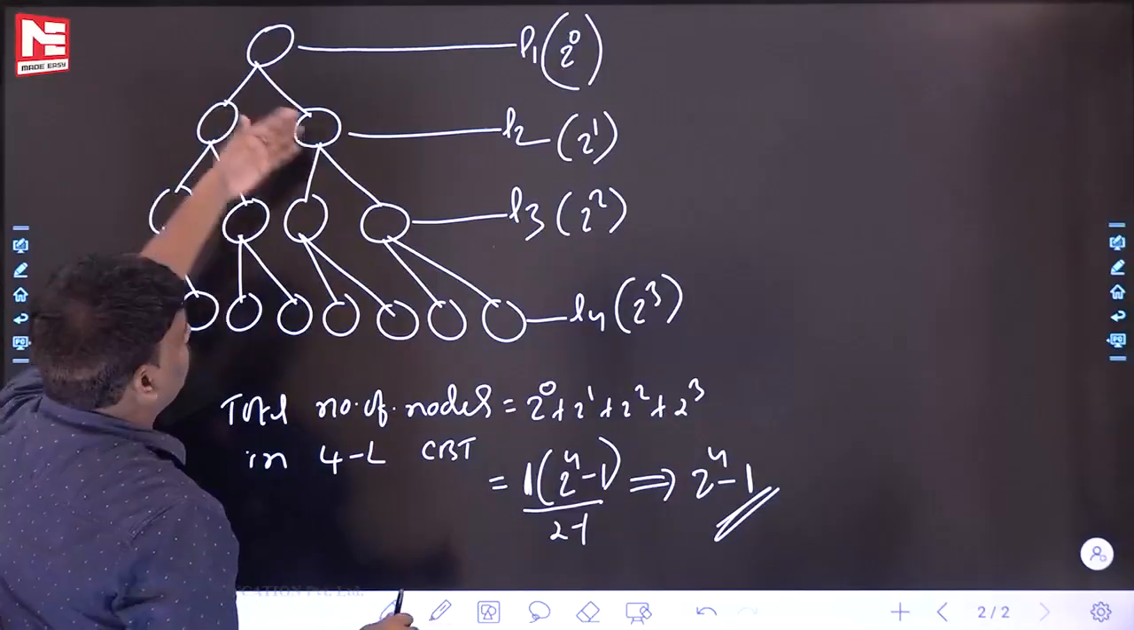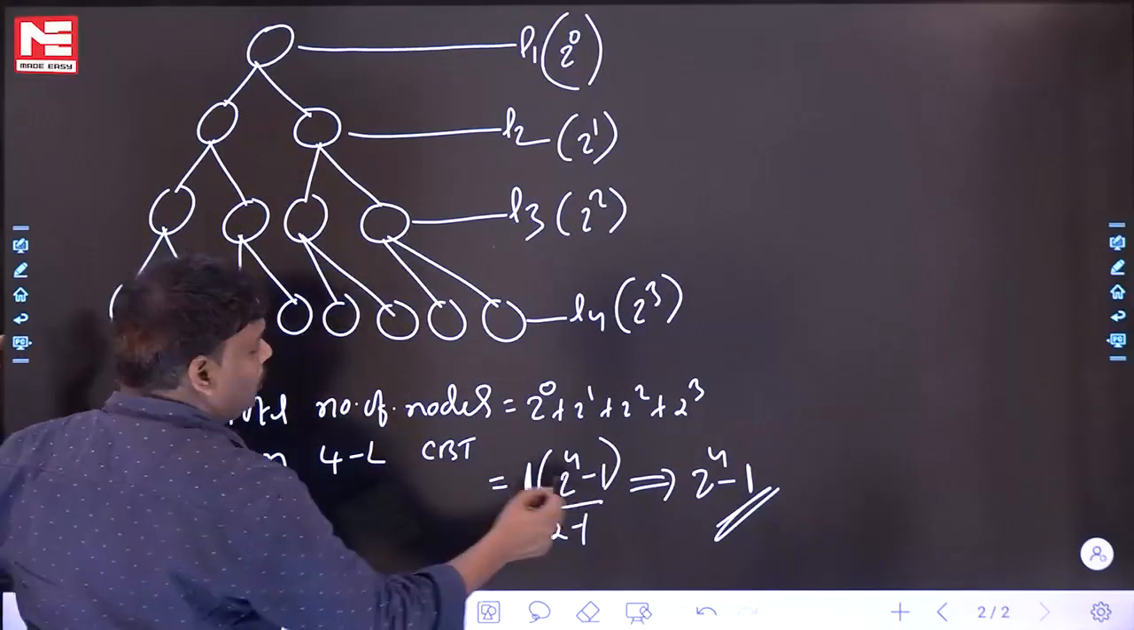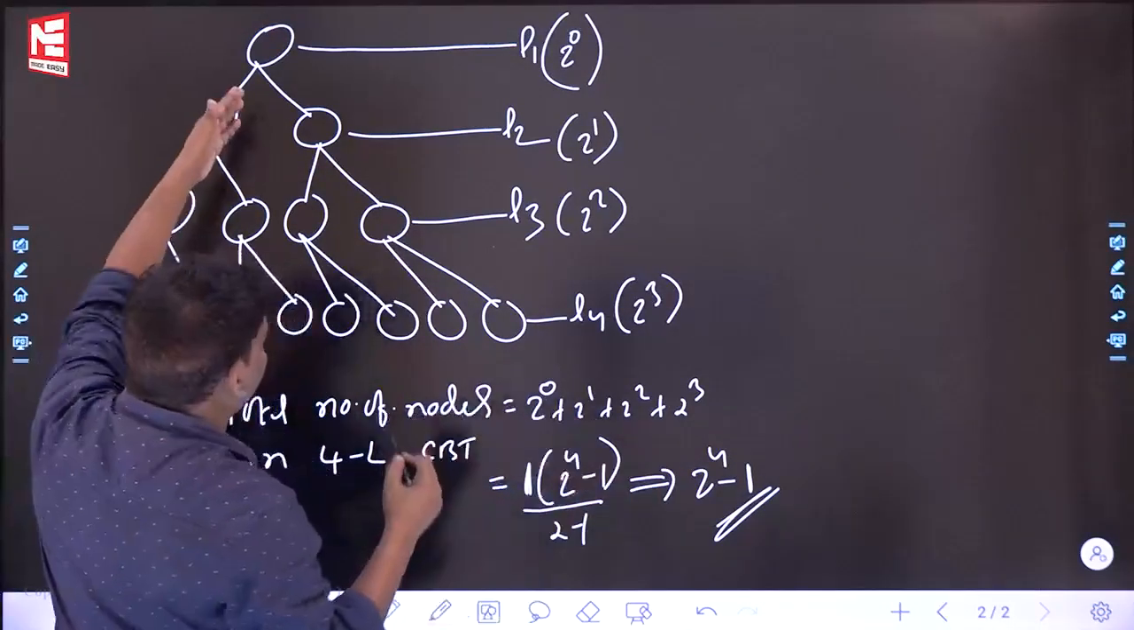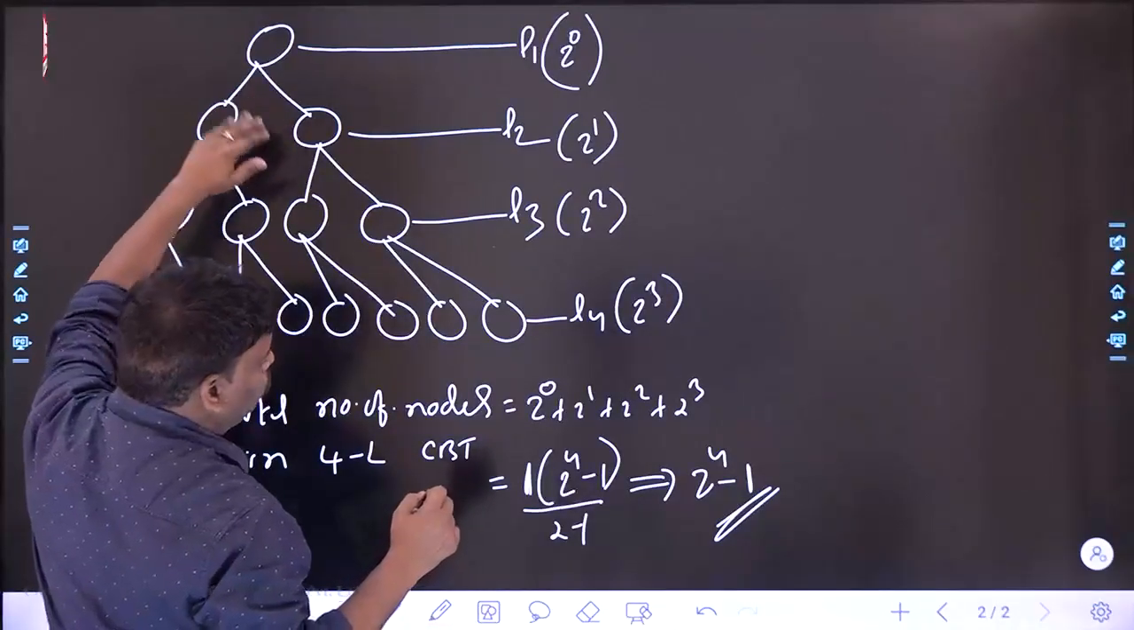Again I am asking you, a 4 level complete binary tree contains a total number of nodes how many? 2 power 4 minus 1, because of 4 levels, because it is complete, everywhere 2, 2, 2, 2, like that 4 times.